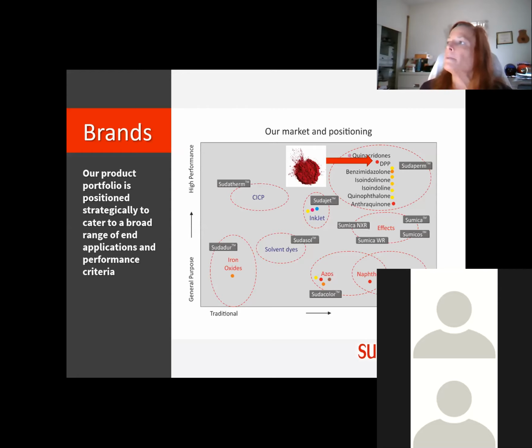As far as the Sudarshan portfolio of products is concerned, the DPPs fall into our Sudaperm line of pigments. They of course are the high performance pigments in here, so they also provide that value and use area as far as the economically friendly area, because of the extra performance properties that we get out of the DPP chemistry.